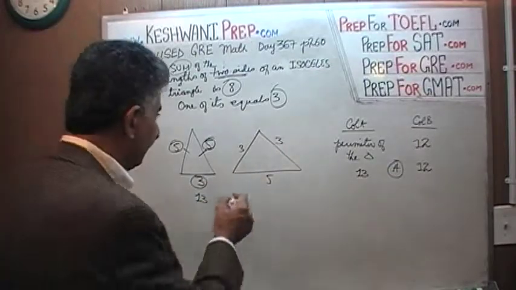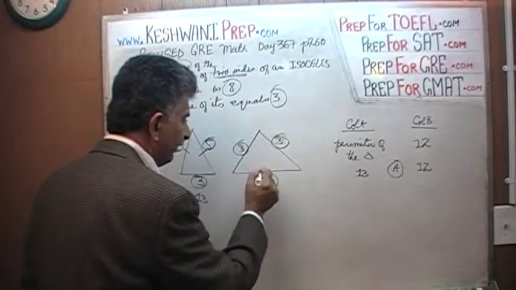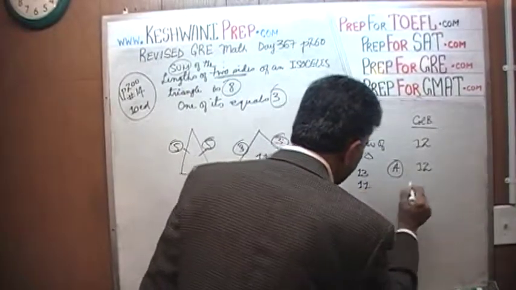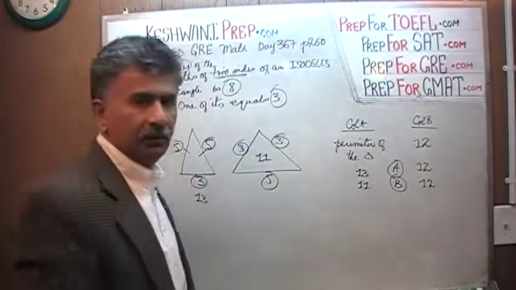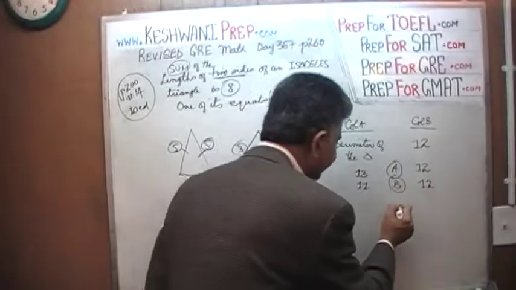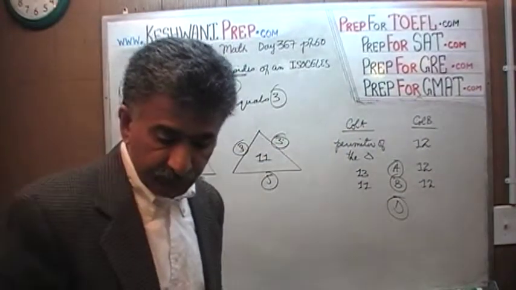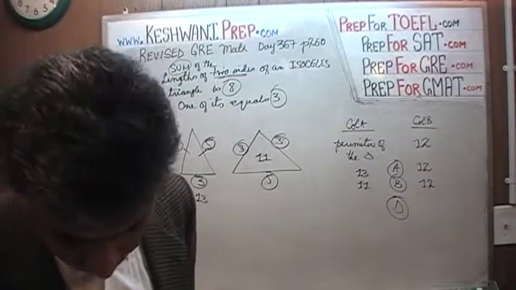In this case, we'll have 3 plus 3, which is 6. 6 plus 5 is 11. Here, the perimeter would be 11. So here we're comparing 11 versus 12, and of course the answer would be D. And therefore the correct answer is D.